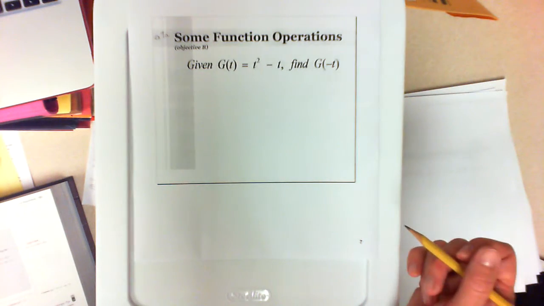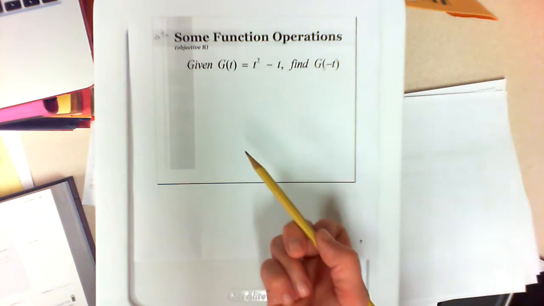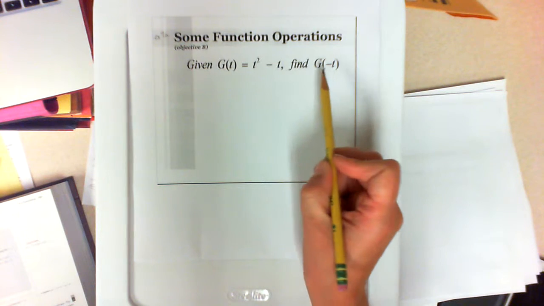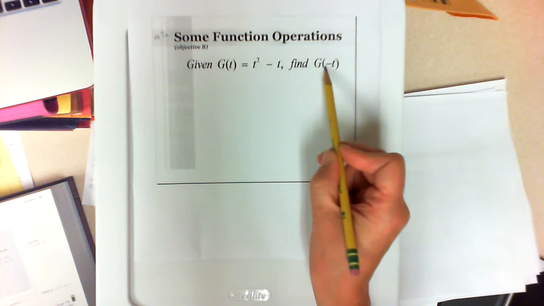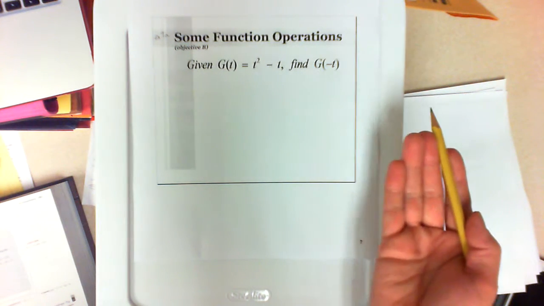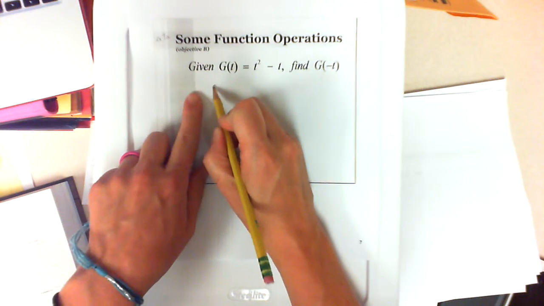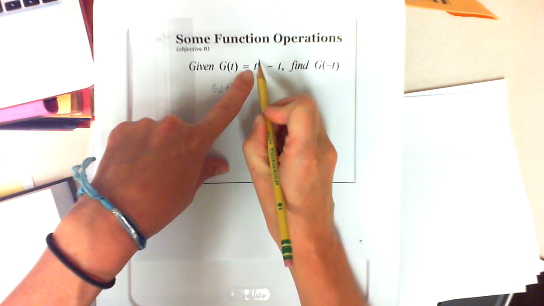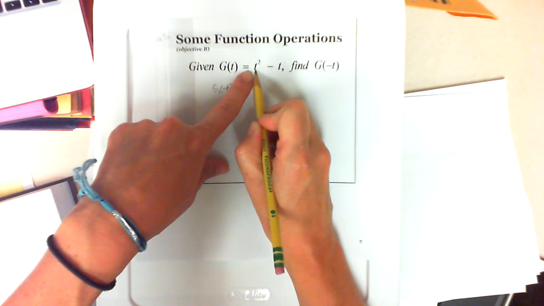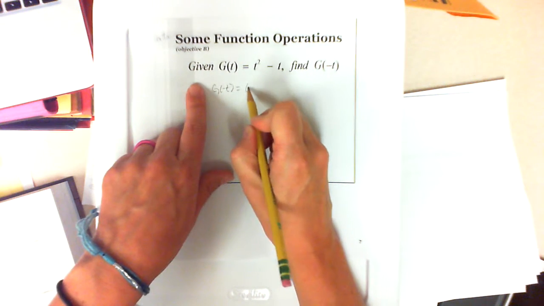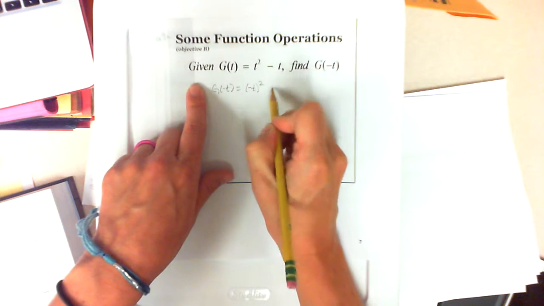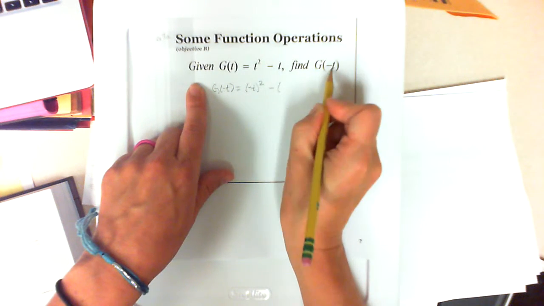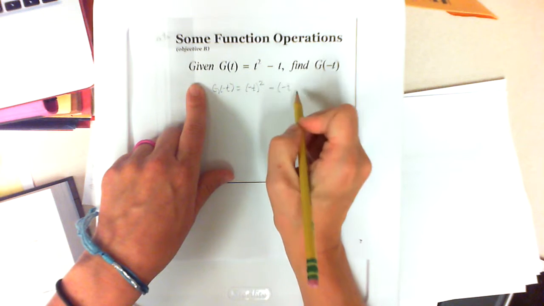Okay, one other example. So now we're using g as our letter for the function. And if I wanted to find g of negative t, I have to plug negative t in wherever I see t. So if I do g of negative t, I'm going to have to worry about the exponents in order of operations. So I'm plugging negative t in wherever I see a t. I'm going to put negative t in parentheses and square it. Minus, I'm going to plug in negative t wherever I see a t.